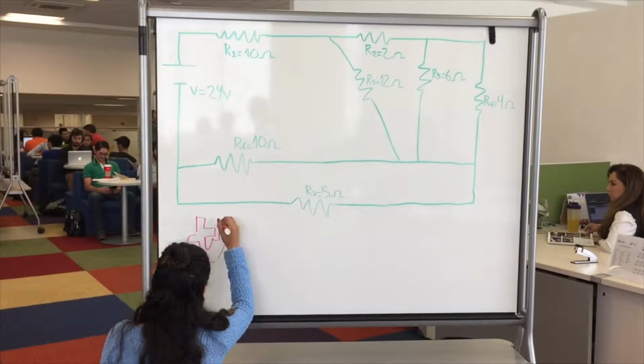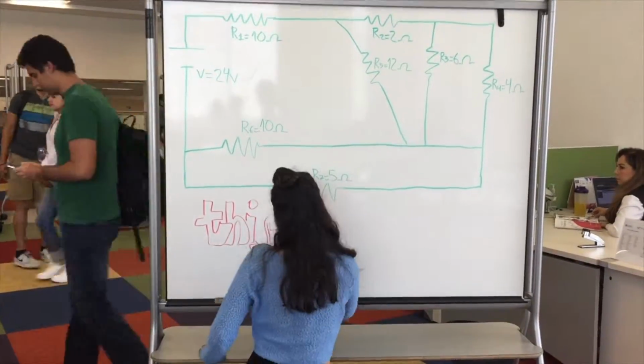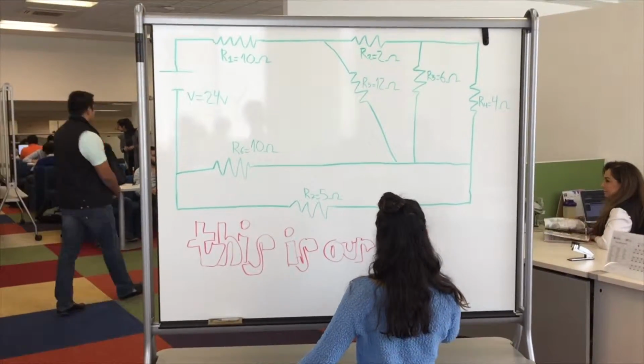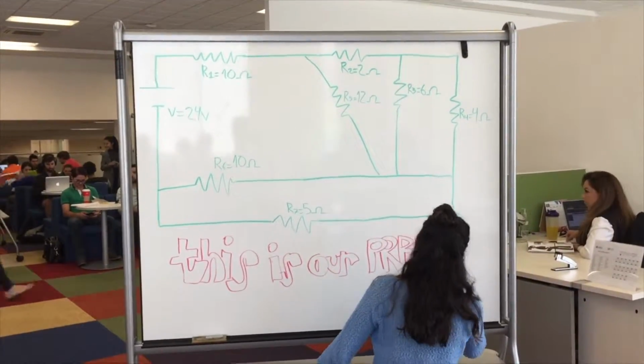So, given our sketch, we have the battery of 24 volts and 7 resistances. Resistance 1, 10 ohms. Resistance 2, 2 ohms. Resistance 3, 6 ohms. Resistance 4, 4 ohms. Resistance 5, 12 ohms. Resistance 6, 10 ohms. And resistance 7, 5 ohms.